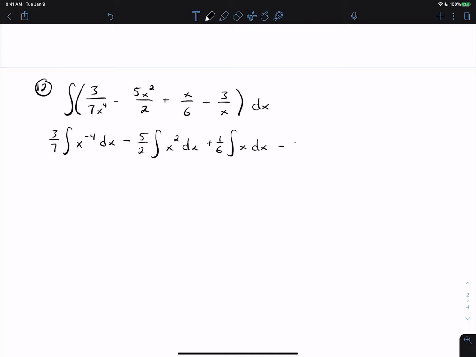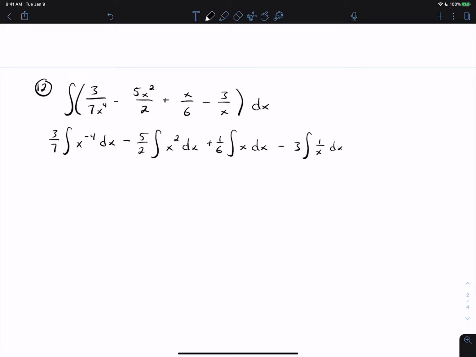And on the fourth problem, we pull the 3 out, so it's like 3 over 1, whereas the one before is 1 over 6. And then instead of writing it as x to the negative 1, we're going to go ahead and leave that as 1 over x because it's 1 over x to the first. If that had been 1 over x to the 4th, we would rewrite it as x to the negative 4th like we did on the first problem, or the first integral there.